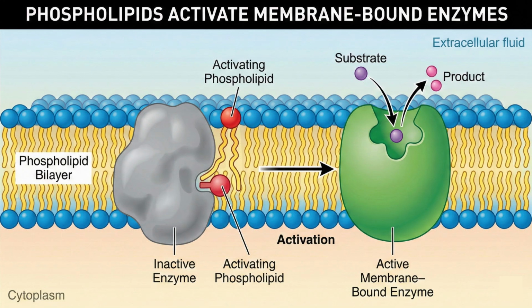Moving on to function 3, phospholipids actively help run the cellular machinery by activating membrane-bound enzymes. Many enzymes require the specific environment provided by surrounding phospholipids to adopt their active shape. Without this interaction, these enzymes would remain inactive.